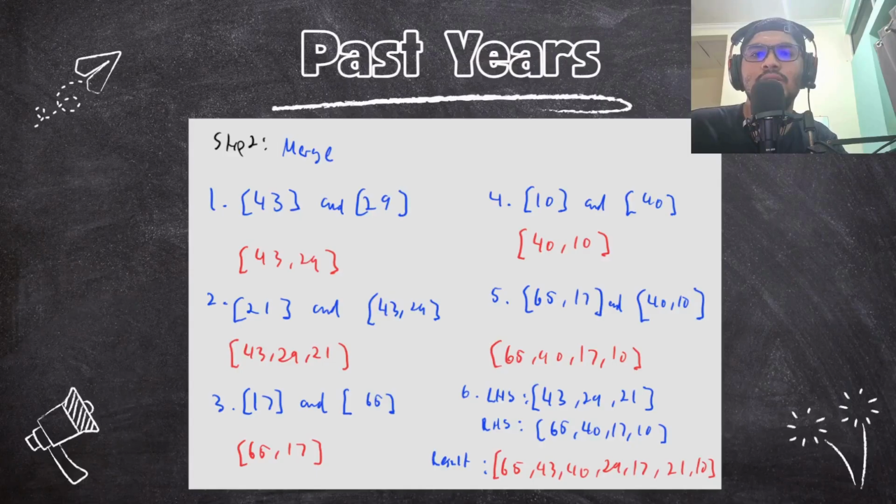On the left hand side, we have our list of numbers, which is 43, 29 and 21, and on the right hand side we got the list of numbers 65, 40, 17 and 10. So the result is we combine all of those from left hand side, right hand side according to their biggest to the lowest number, which makes our final answer 65, 43, 40, 29, 17, 21 and 10.